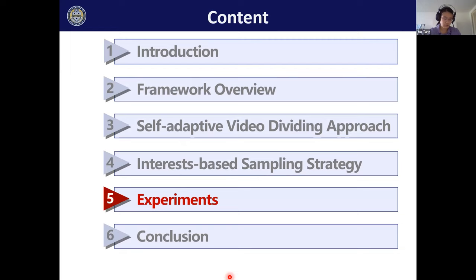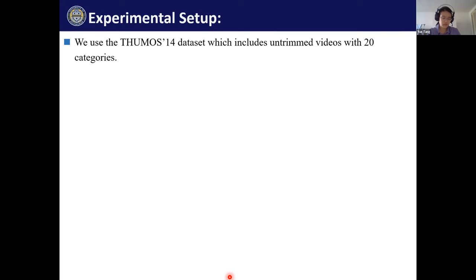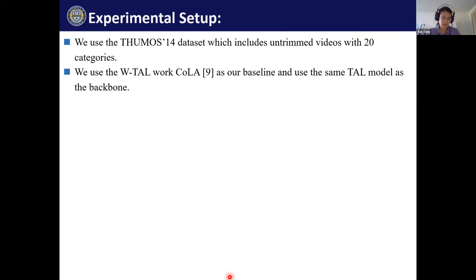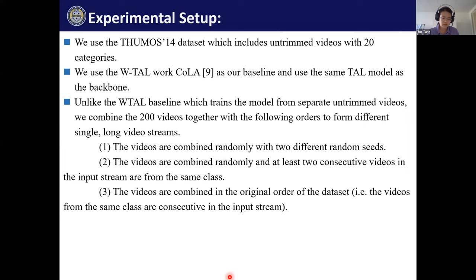So here is the experimental setup. We use the same THUMOS14 dataset with our COLA baseline. Unlike the baseline, which trains the model from separate untrimmed videos, we combine the videos together with different orders to form a single long video stream. And we consider the following situations. First, the videos are randomly combined. And the second, they are randomly combined, but at least two consecutive videos in the input stream are from the same class. And third, all the videos from the same class are consecutive in the input stream. These three different situations represent different temporal correlations of the input stream.